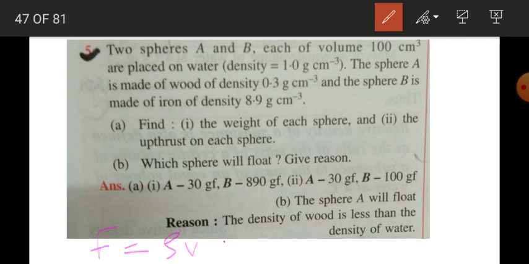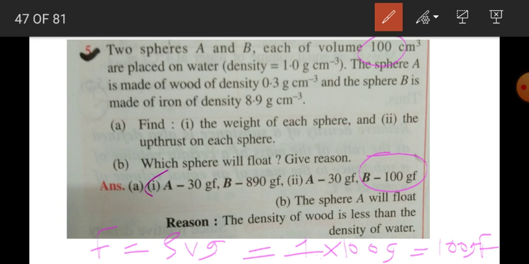Rho Vg. So the density of the water is 1 and the volume of the sphere is also 100. So 100 g, this will be 100 gram force, isn't it? So first we have to calculate the weight and then we have to calculate the upthrust.